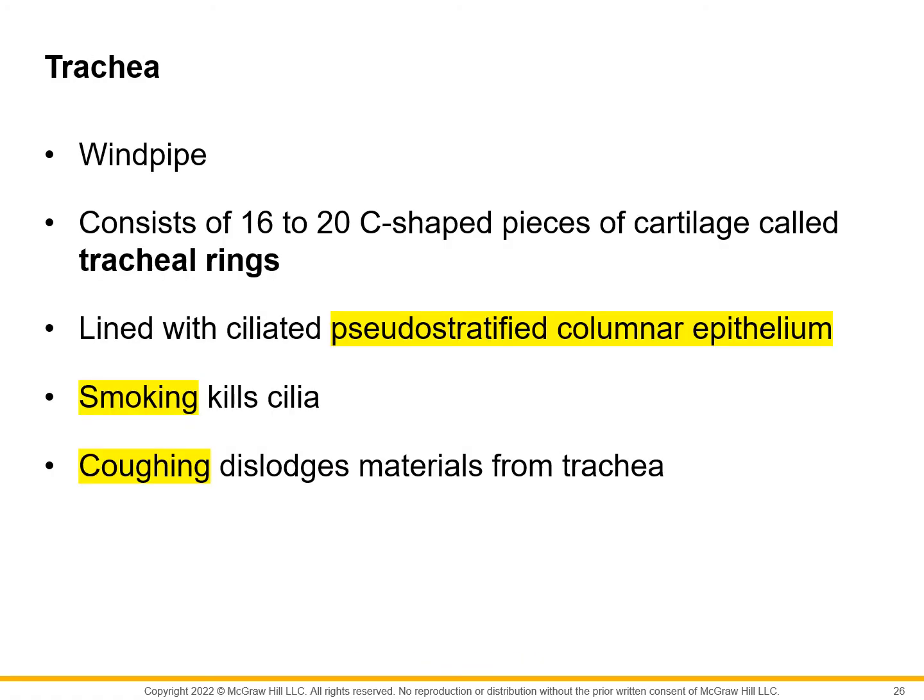First structure at the lower respiratory tract is the trachea, commonly known as the windpipe. So this is made up of 16 to 20 letter C-shaped rings of cartilage. And those rings are called tracheal rings. Okay, so ulitin po natin, these 20 letter C-shaped cartilage are called tracheal rings. So if we arrange them together, this will create the trachea.